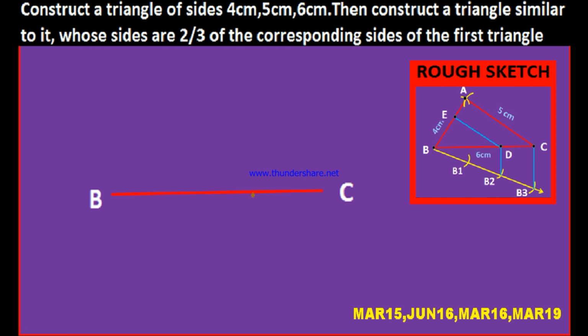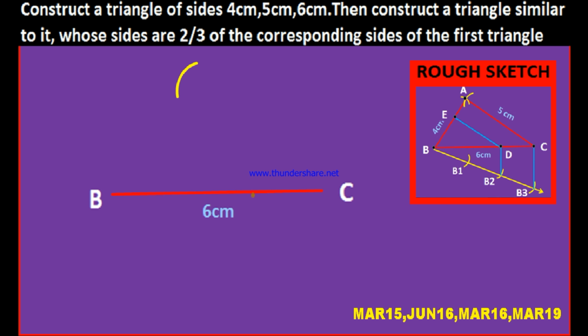First of all, draw the base BC whose length is equal to 6 cm. From the triangle ABC we already have two vertices B and C. Then the third vertex A is left. This A is at a distance of 4 cm from B and 5 cm from C. Therefore, let us draw an arc of radius 5 cm from C. Keep the point of the compass at C and stretch the compass to 5 cm and draw an arc.